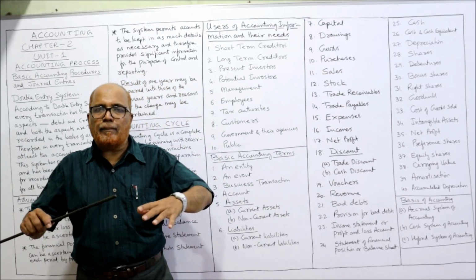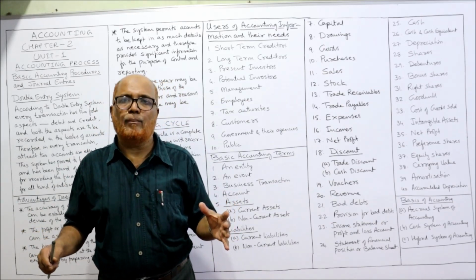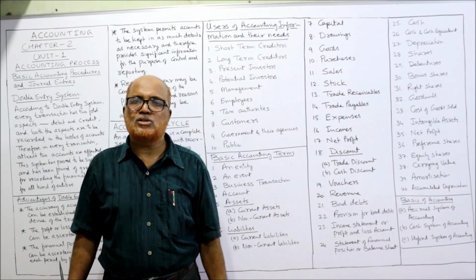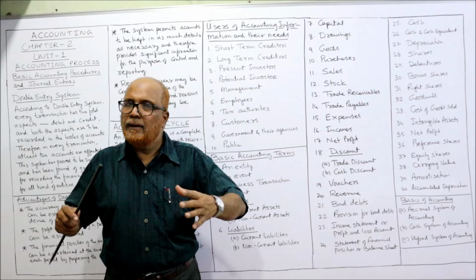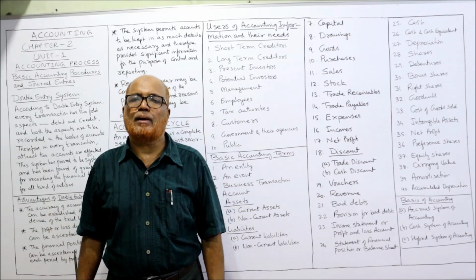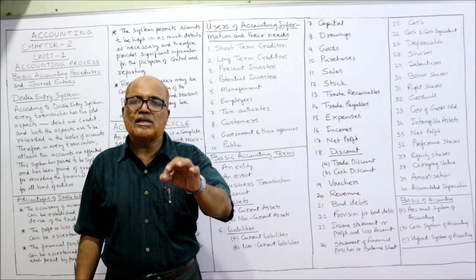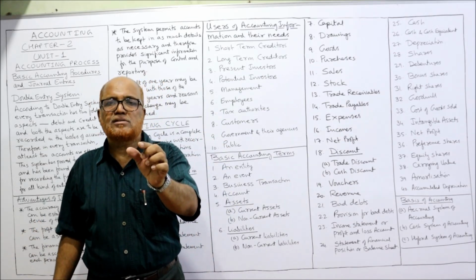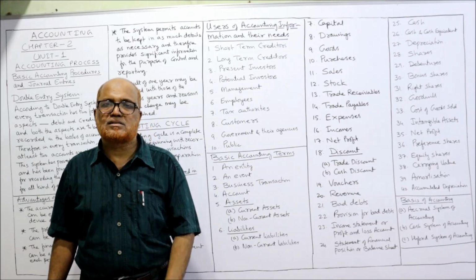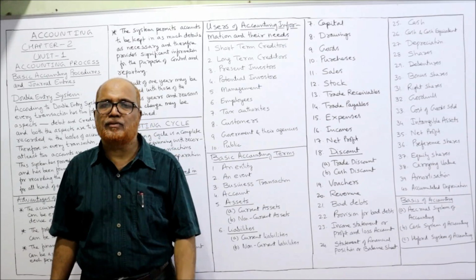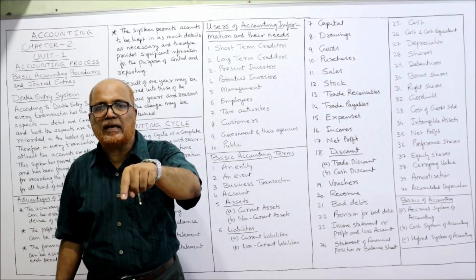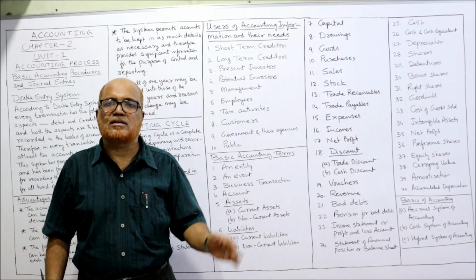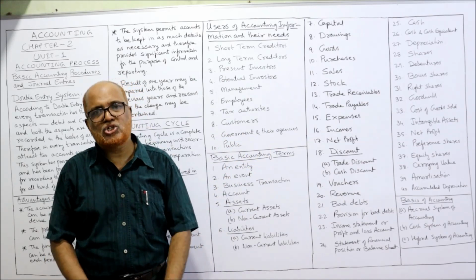Shares. The capital of a joint stock company is divided into a number of parts. Each such part is called a share. Example, a company is having a total share capital of 10 lakhs. Now the company has divided 10 lakh rupees into 1 lakh parts. Each part is of 10 rupees. So 1 lakh into 10, you will get 10 lakh. So total capital is divided into 1 lakh parts. Each part is called a share.